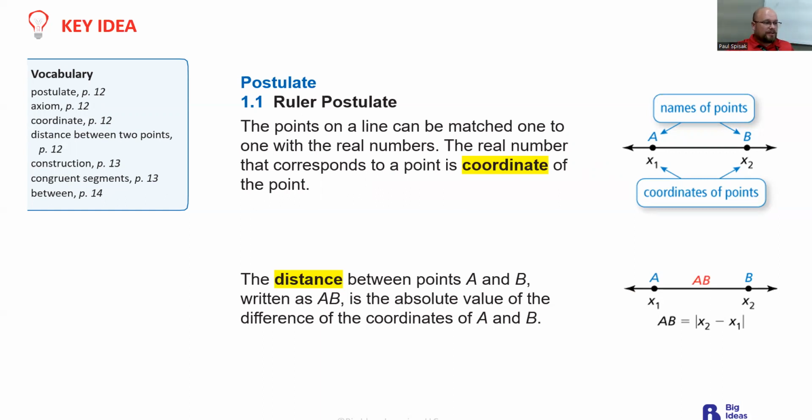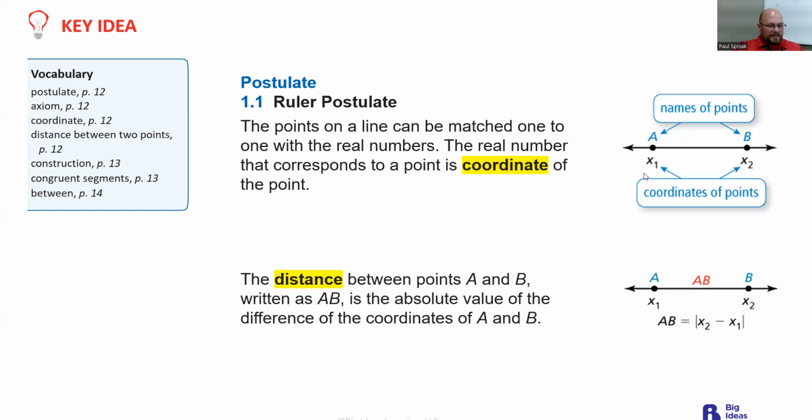So the ruler postulate: the points on a line can be matched 1-to-1 with real numbers. The real number that corresponds to a point is a coordinate of the point. So on here, they're showing you a line, line AB. They have coordinate points listed as x1 and x2. And you're going to be able to use those points to represent real values.